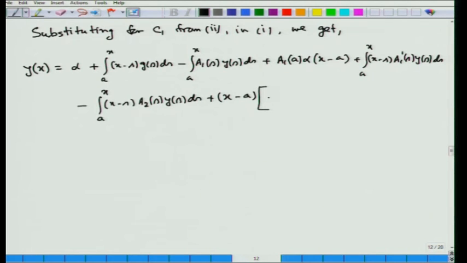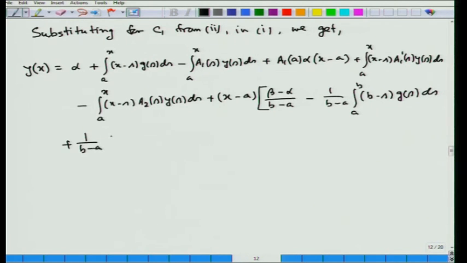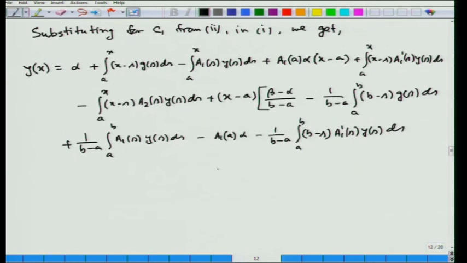the expression for c 1, that is beta minus alpha by b minus a, minus 1 by b minus a integral a to b, b minus s, g s ds, plus 1 by b minus a integral a to b, a 1 s, y s ds, minus a 1 a times alpha, minus 1 by b minus a integral a to b, b minus s, a 1 dashed s, y s ds, and finally plus 1 by b minus a integral a to b, b minus s, a 2 s, y s ds, this one.